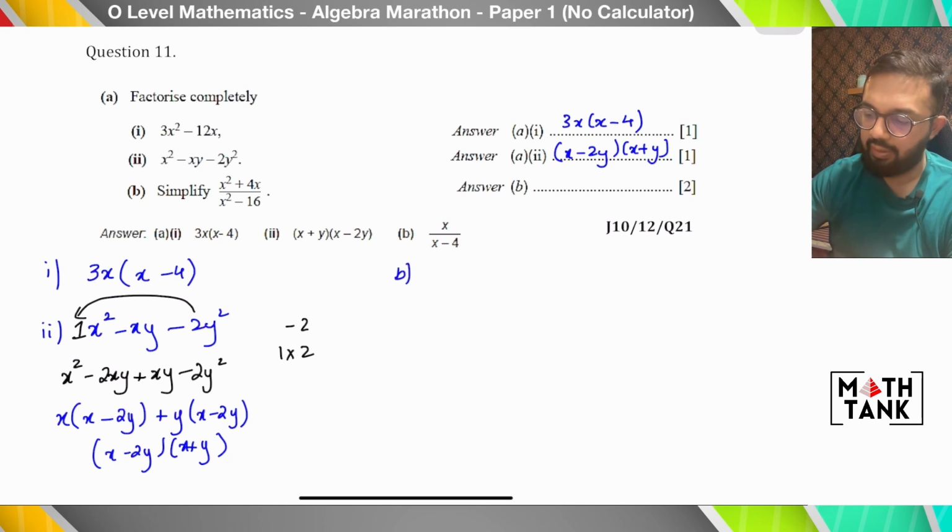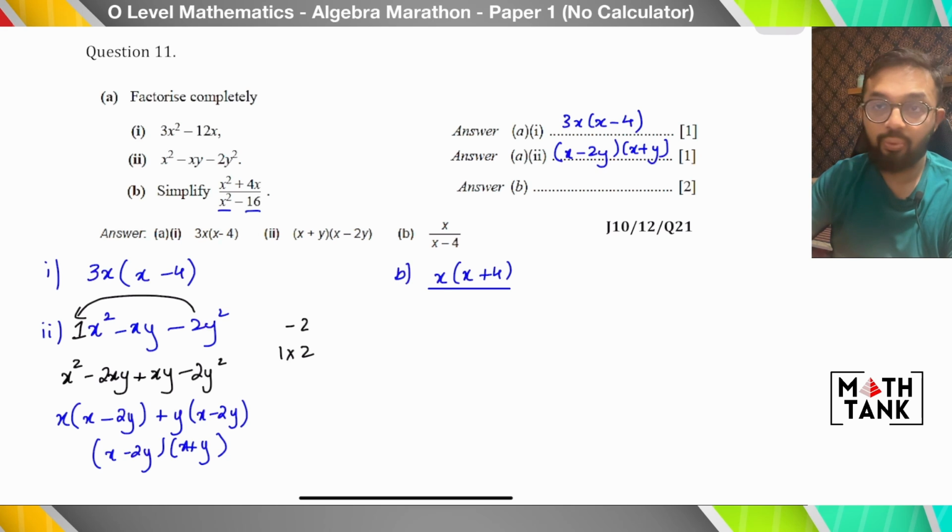Then it says part B, simplify. Simplify means you have to make sure that if there are things canceling out, you go ahead and cancel them. So what is common in the numerator? I see that x is common, so I'm left with x plus 4. What is common in the denominator?